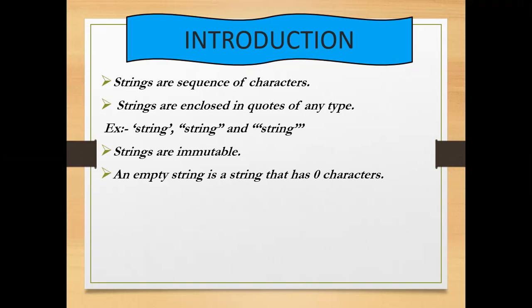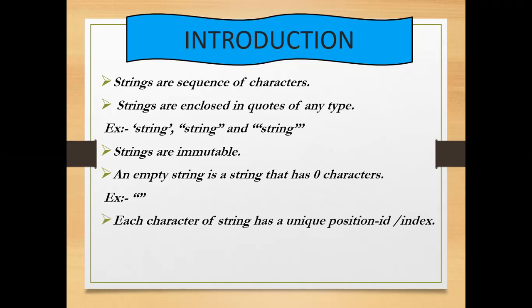An empty string is a string that has 0 characters. Each character of a string has a unique position ID or an index ID. This is what we learned during slicing a string. There was forward indexing and there was backward indexing. Okay, so this is a quick introduction to the string chapter we have done last class.